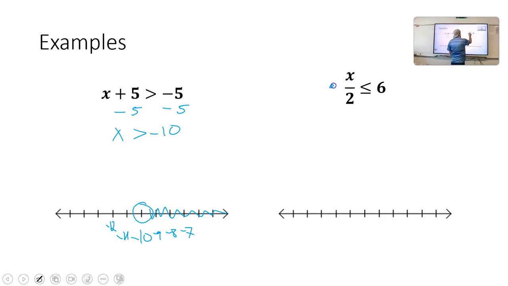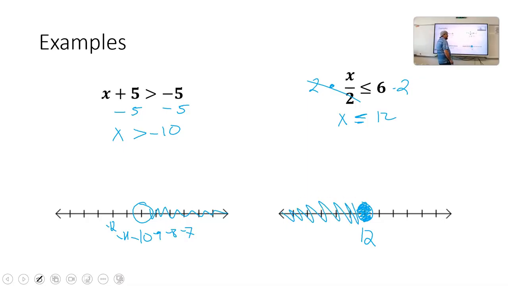All right, over here, let's multiply both sides by 2 to get x by itself. And we get x is less than or equal to 12. So 12 is our boundary number. It is closed because it's an or equal to. And we're going to go ahead and shade to the left. You can double check, make sure that's correct.